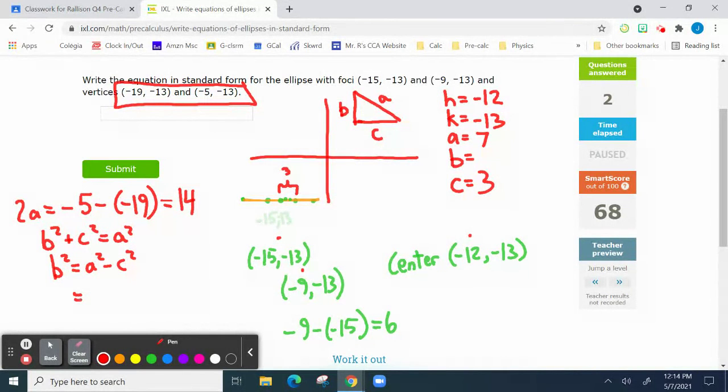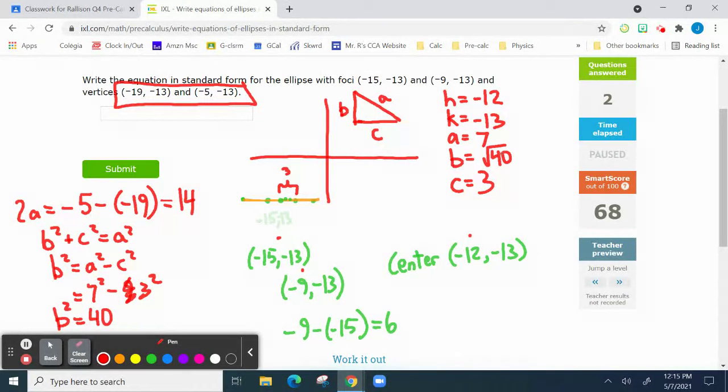So b squared is going to equal, where are we? A squared, 7 squared, that's 49, minus 3 squared, that's 9. Oh, what did I do? I just 3 squared. Okay, so anyway, this is such a well-organized video. 7 squared is 49, minus 3 squared, which is 9, is going to give us b squared equals 40. So we don't actually need to know b. We could put it in here if we want to. It's the square root of 40. But what we want is b squared, right?